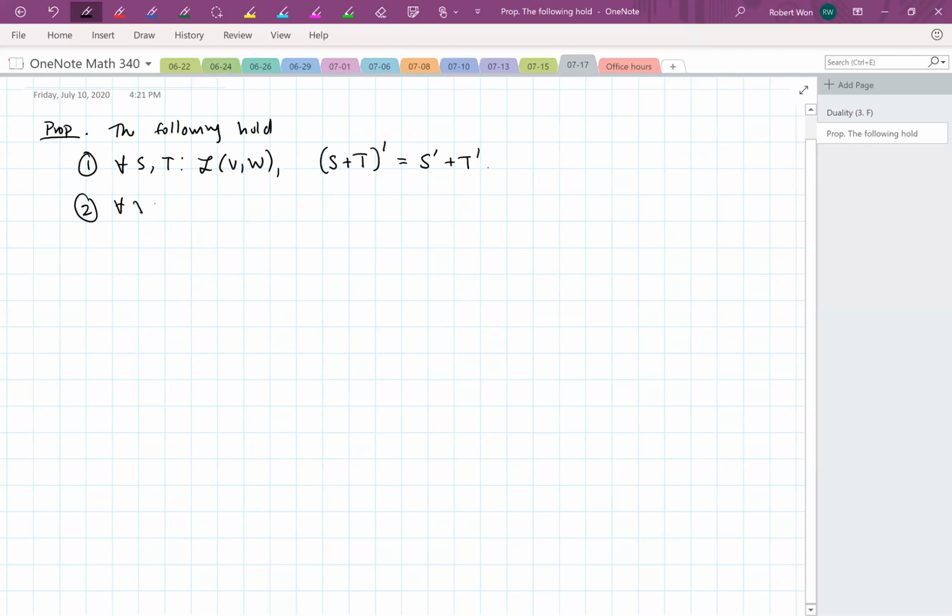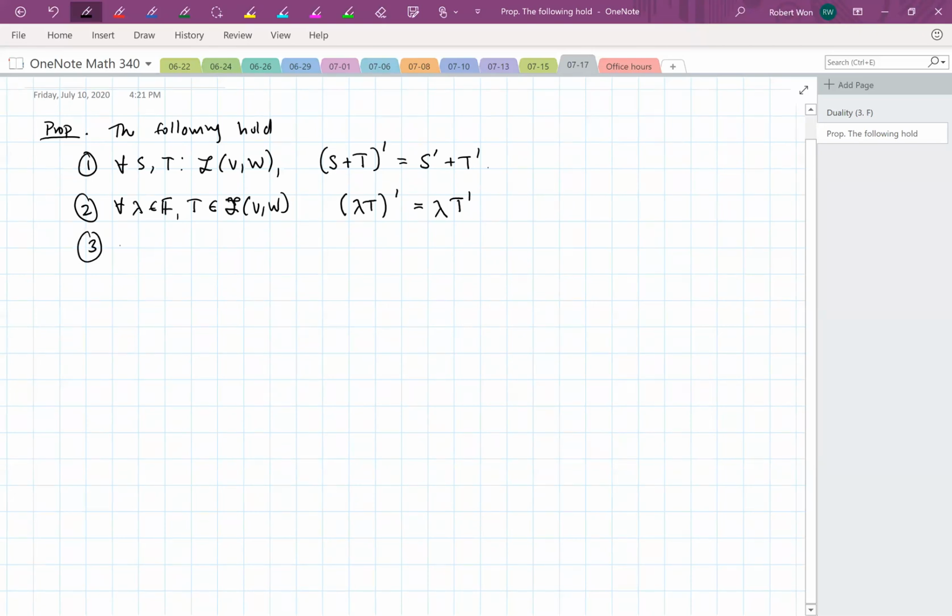2. For all scalars lambda in F, and all T in the linear maps from V to W, again, you can scale the map T and then take its dual. That's the same thing as taking the dual of T and then scaling by that scalar lambda.